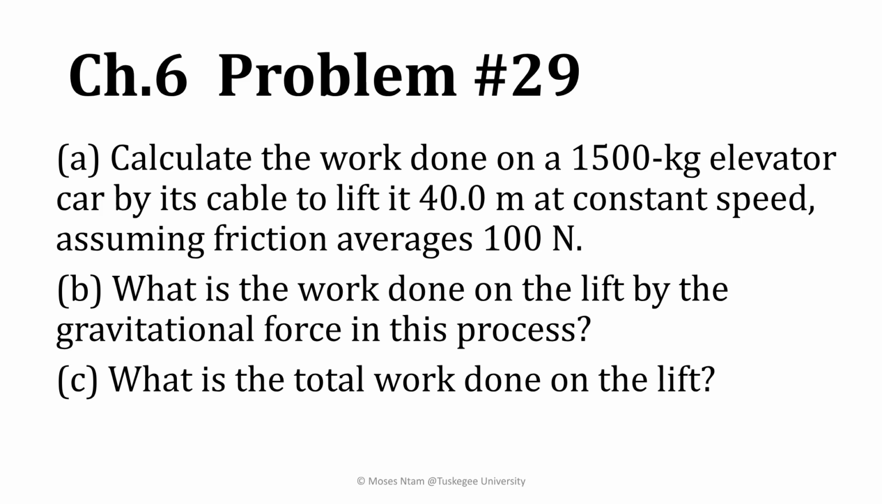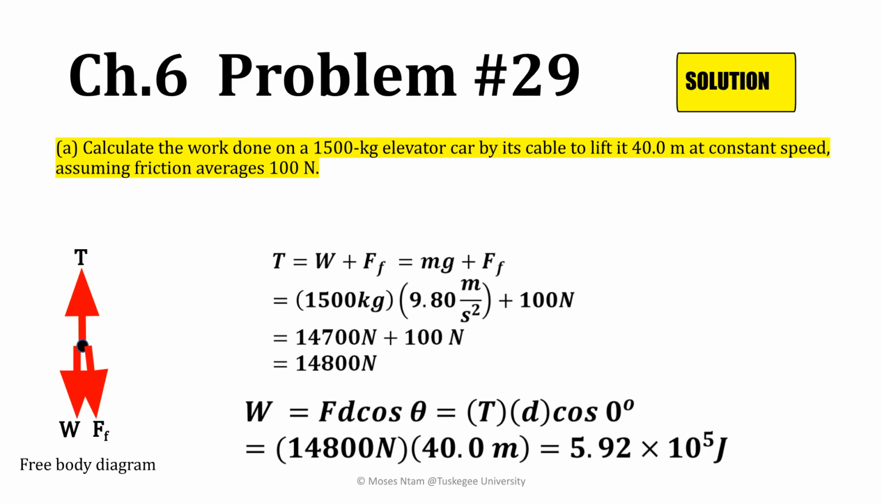Problem number 29 involves an elevator car. We'll calculate the work done by the cable, the gravitational force, and the total work done on the elevator. For part A of problem number 29, we analyze the forces acting on the elevator using a free body diagram to find the work done by the cable, considering friction.